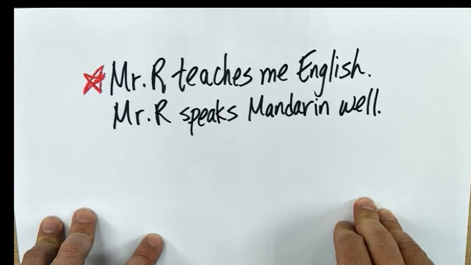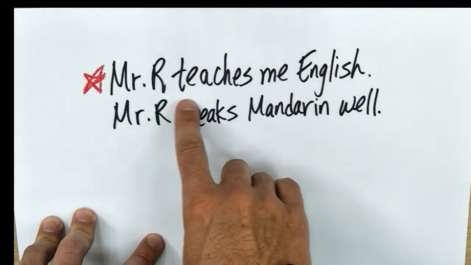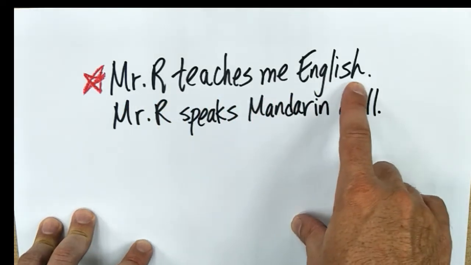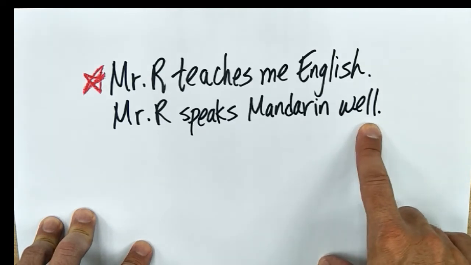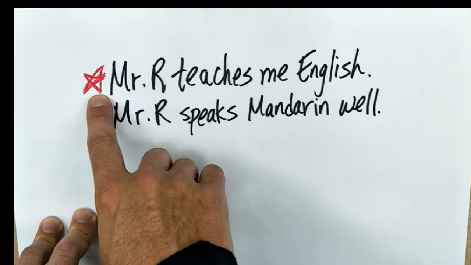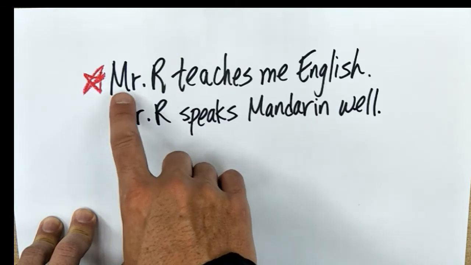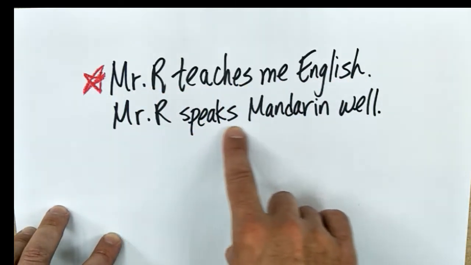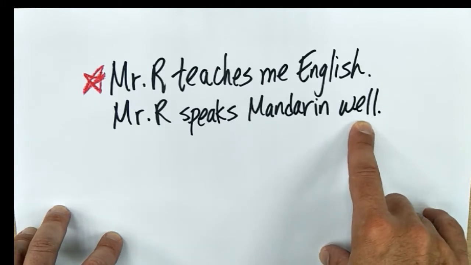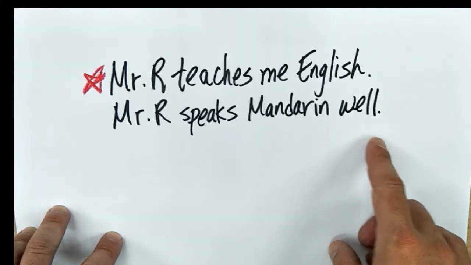I have two sentences here. Mr. R teaches me English. Mr. R speaks Mandarin well. This sentence with the star is going to be the main sentence. This sentence I'm going to turn into an adjective clause.